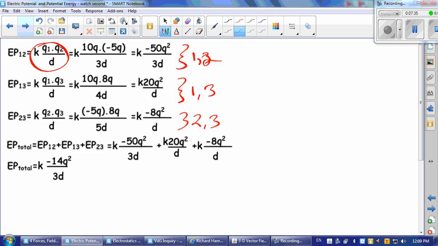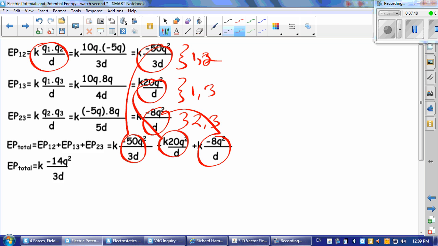And then after you find each one, you just bring it down and you add them all up. Once you find common denominators and everything like that, you find your final answer right here. Okay, so it's a nice, easy quantity. There's not going to be any angles or anything like that, which is nice. You're just adding up energy.